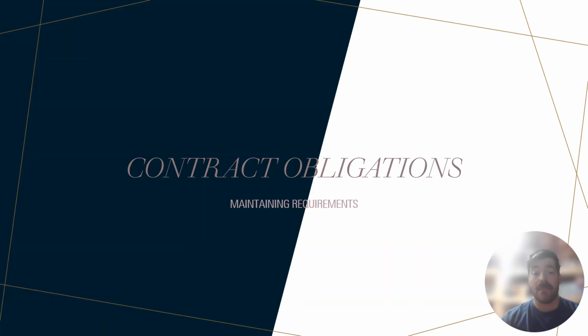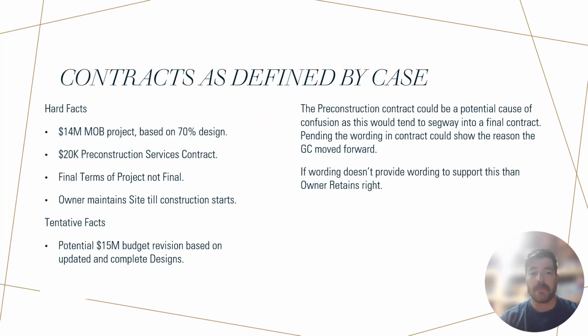Right, contractual obligations, maintaining requirements. I think that's huge when we talk about contracts: defining what the contract states, establishing those requirements, and then maintaining and sticking and adhering to them. Contracts as defined by the case. So I kind of broke it down into hard facts. $14 million medical building project based on 70% design, 20K pre-construction service contract, final terms of project not final, owner maintains site till construction start. That's pretty basic, right? Owner is obviously in charge of the site till the final contract's done, GC's approved, everything good to go, right?